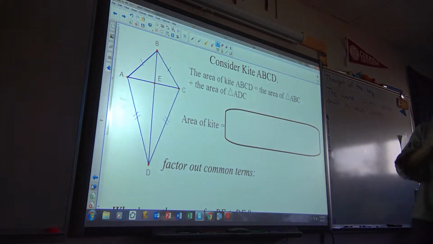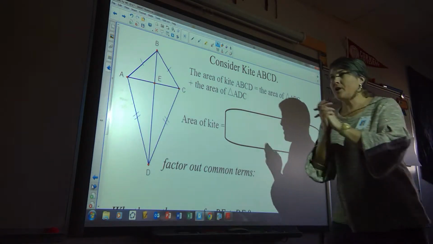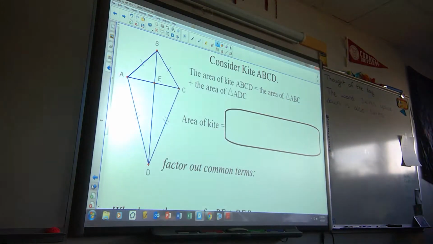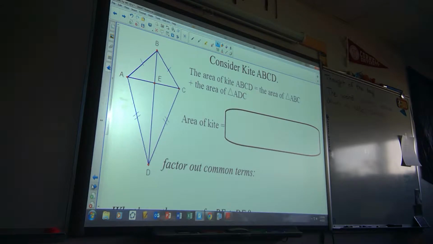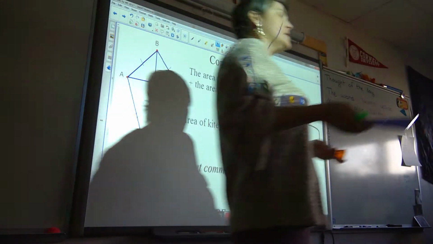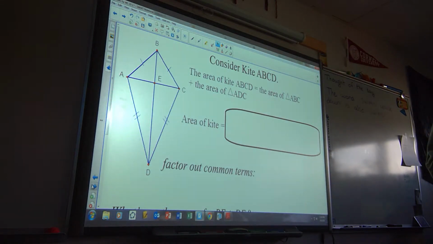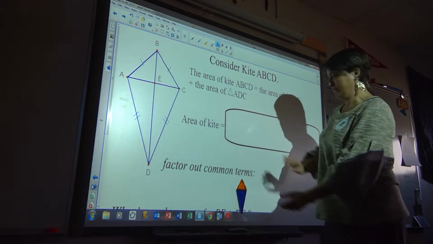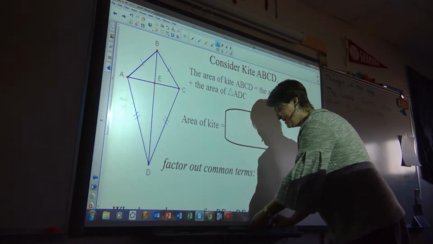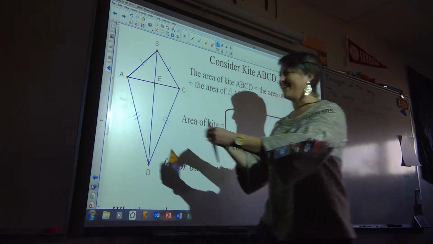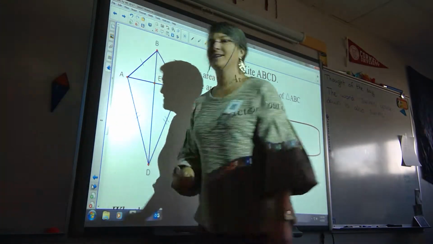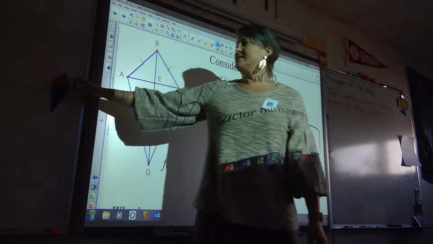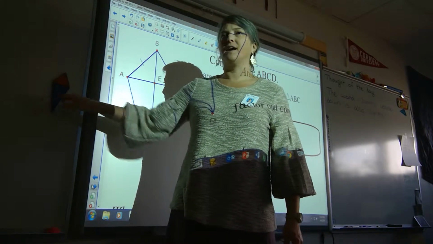All right, so let's talk about kites. Now, a kite, if you remember, the definition of a kite was 2 pairs of consecutive sides congruent. So this is an example of a kite, right? Consecutive sides congruent, consecutive sides congruent.